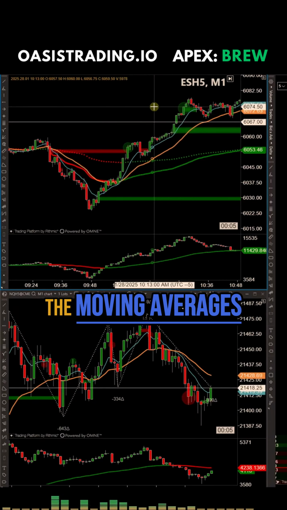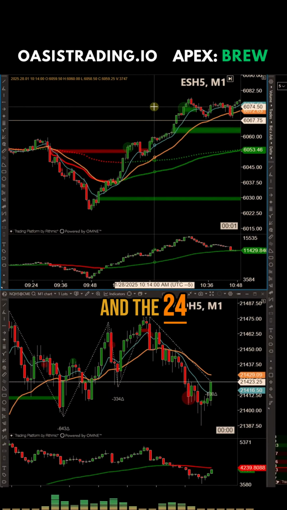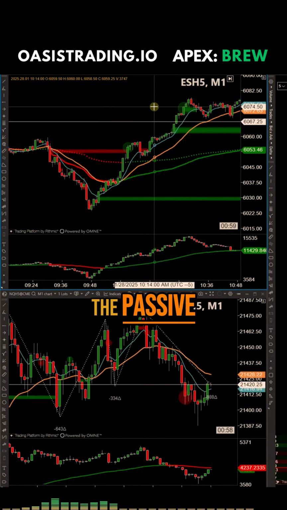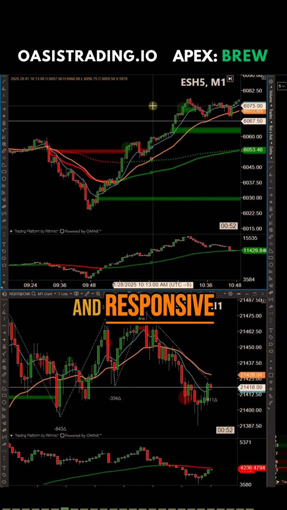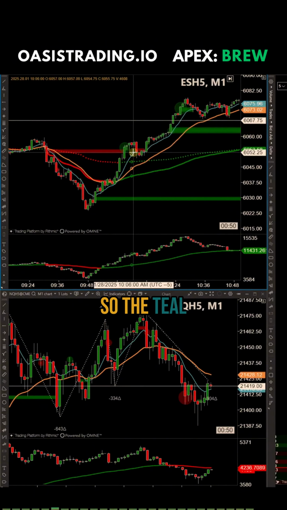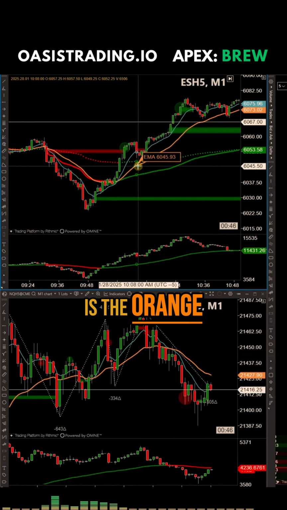Now, typically the moving averages that I like to use are the 8 for the aggressive traders and the 24 for more of the passive kind of pullback traders. If you watch my 8 and 24 video, I refer to these as aggressive and responsive. So the teal line here, that's the ADMA, and the 24 is the orange line.